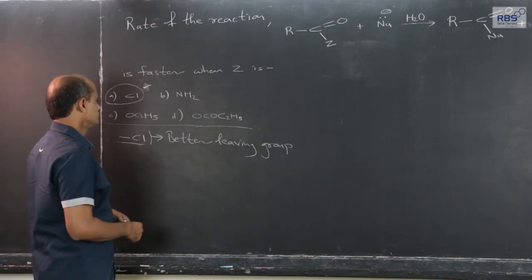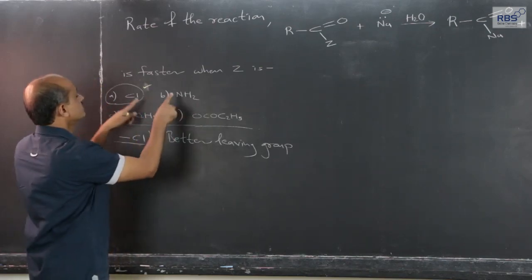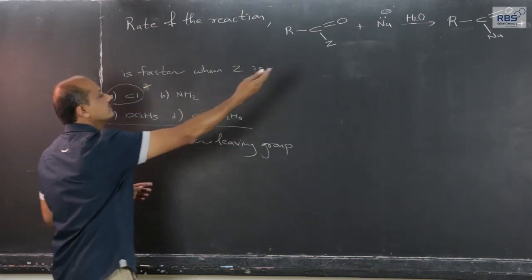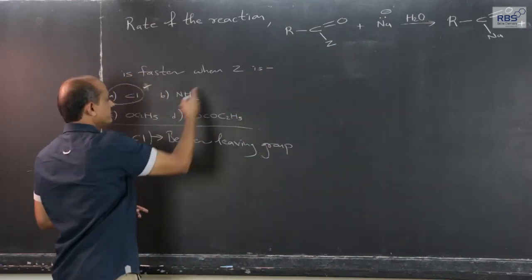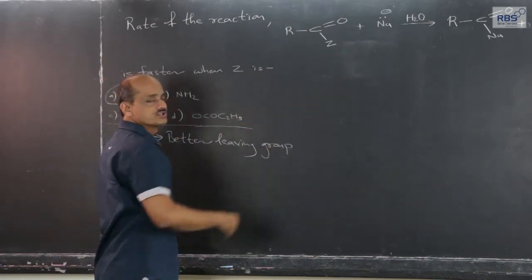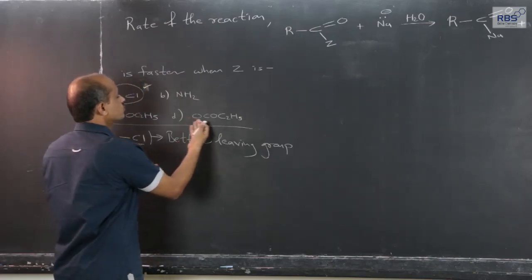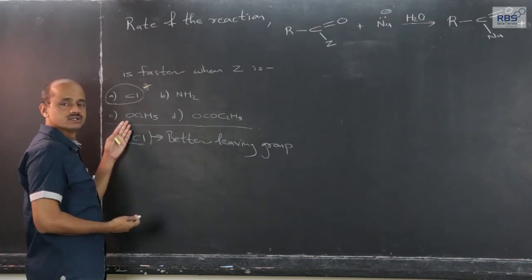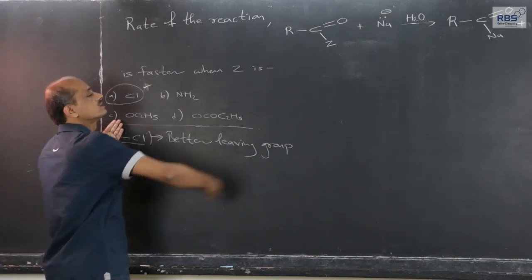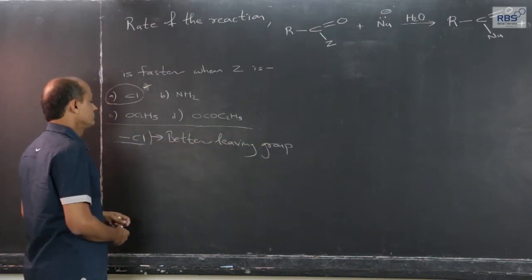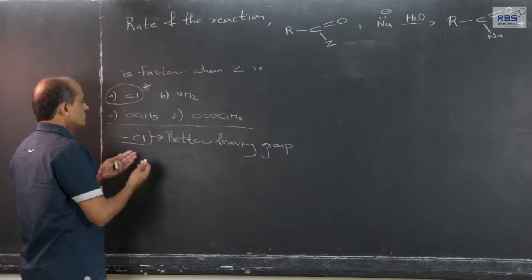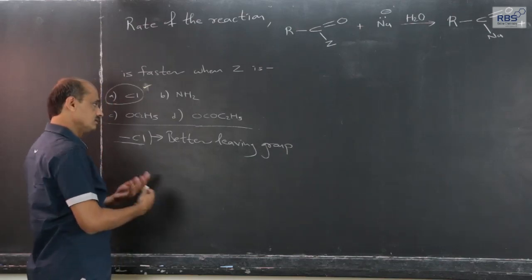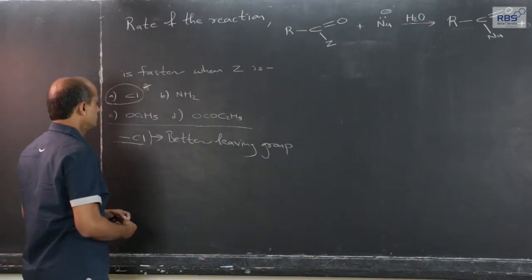We will consider these as negatively charged ions, because they will go out in that form. If it were chlorine, it will go out in the form of Cl minus ions. If it were NH2, it will go out in the form of NH2 minus ion. Same is true for this carboxylate ion, same is true for this ethoxide ion, it will go out in the form of C2H5O minus ion, ethoxide ion. So, a better leaving group can be considered in many ways. I will use a bit different method.